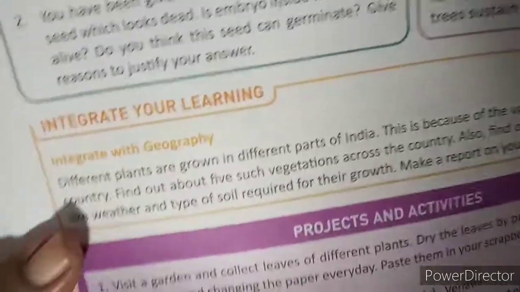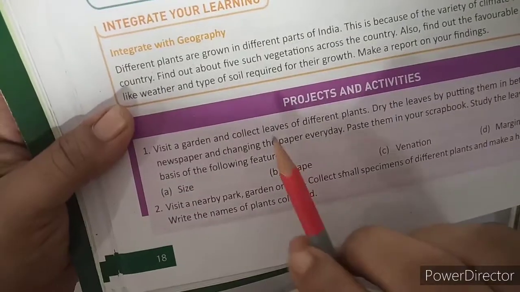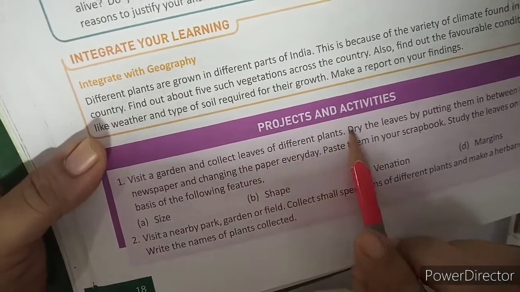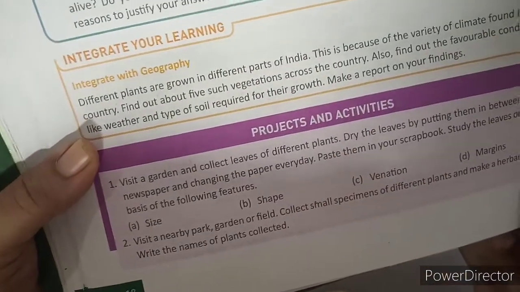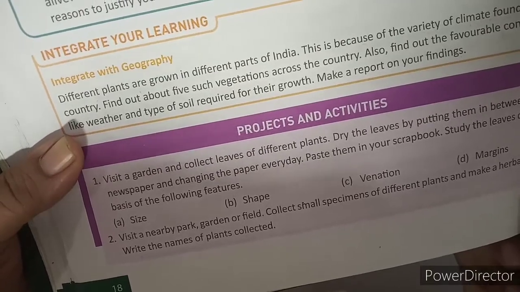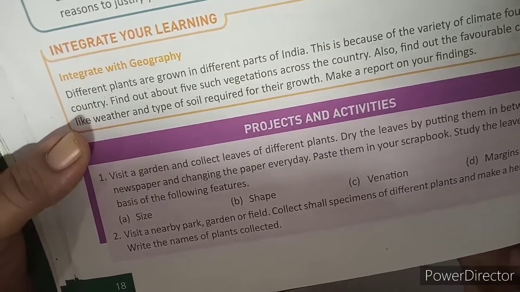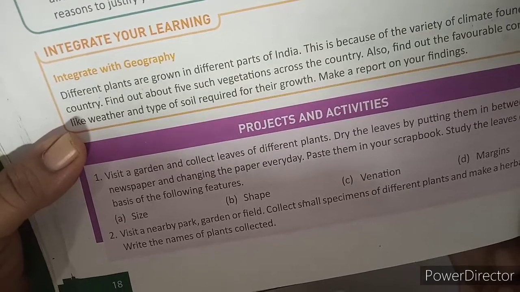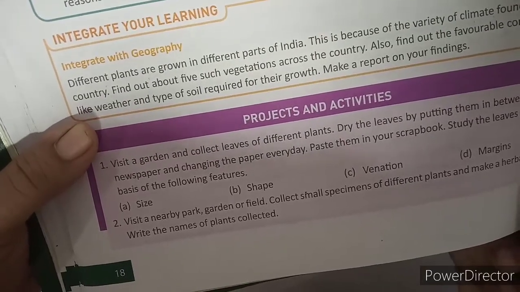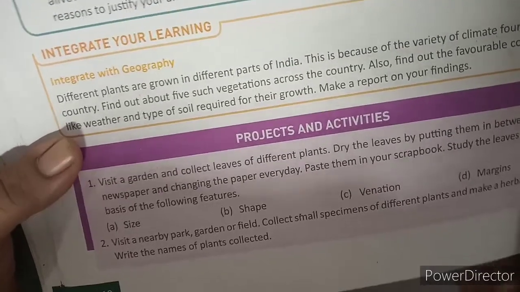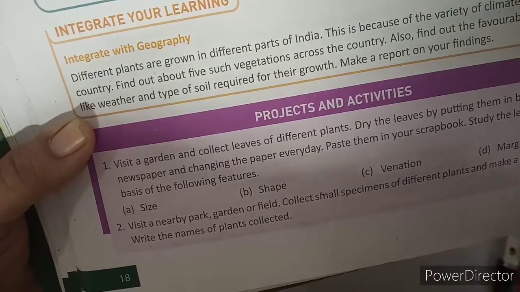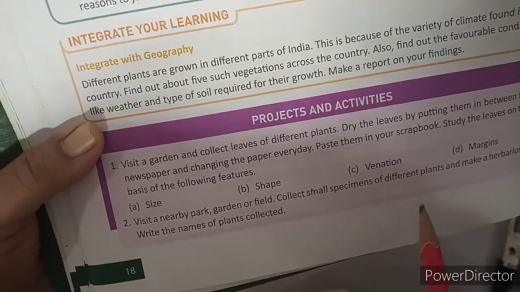Okay, now again you have been given projects and activities. Visit a garden and collect leaves of different plants. If you go to a garden, you can see a variety of plants, flowering plants and non-flowering plants. You can take any leaves of all these plants and observe the difference between all the leaves. Then the second question is you can observe the size, shape, venation, margin. Okay, this is your project.